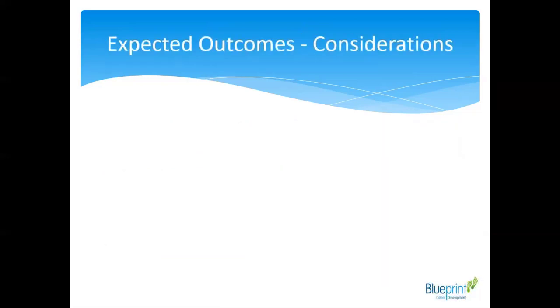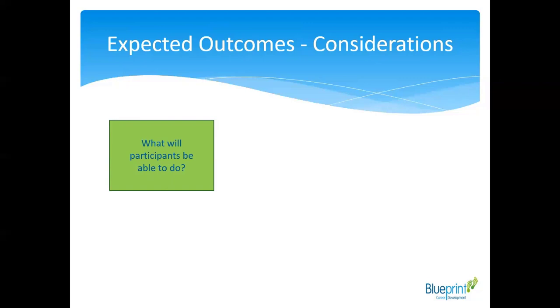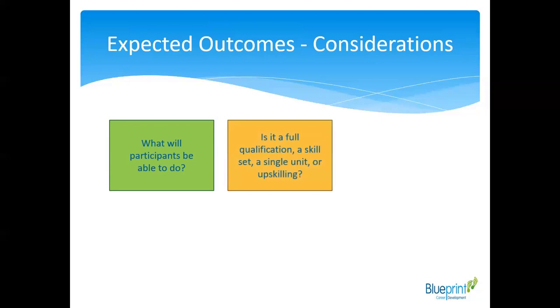Expected outcomes and considerations. As there are many reasons for participating in training, so too will there be variances in the expected outcomes. So what will the participants be able to do? Is it a new skill or a more complex task? For example, make the perfect cup of coffee. Is it a qualification, a skill set, a single unit, or are they upskilling? The answer to this question has a big impact on your design planning, your content, your resources, and also your timing.